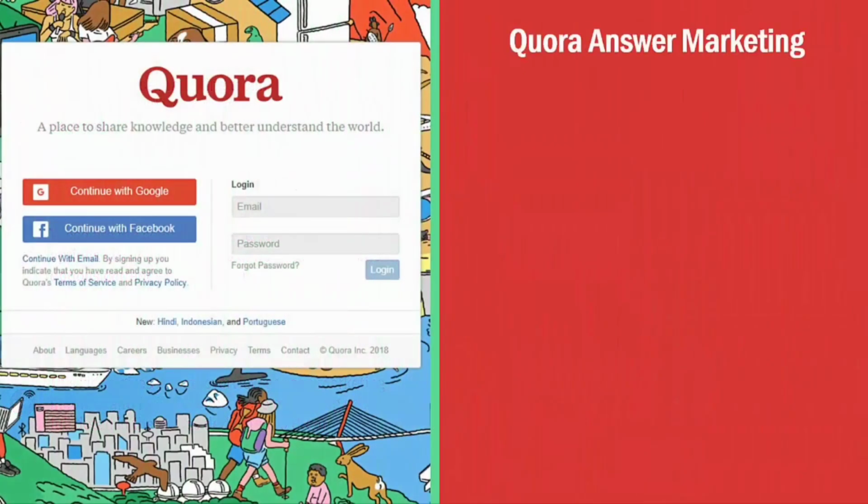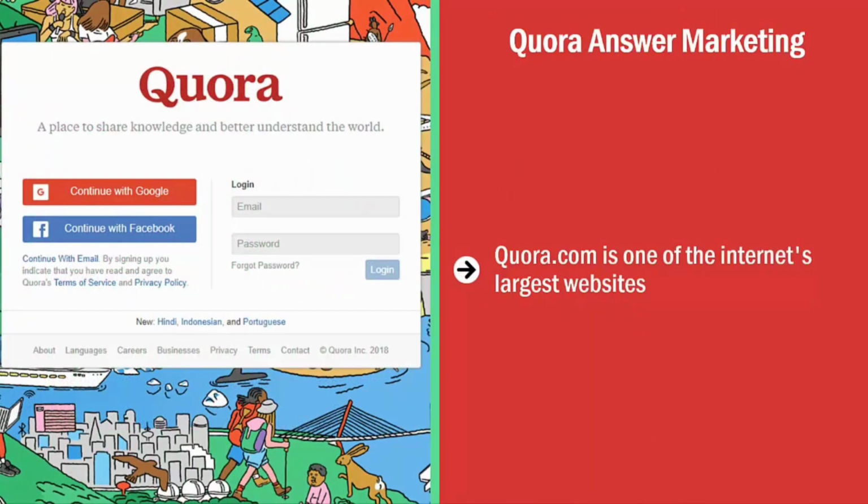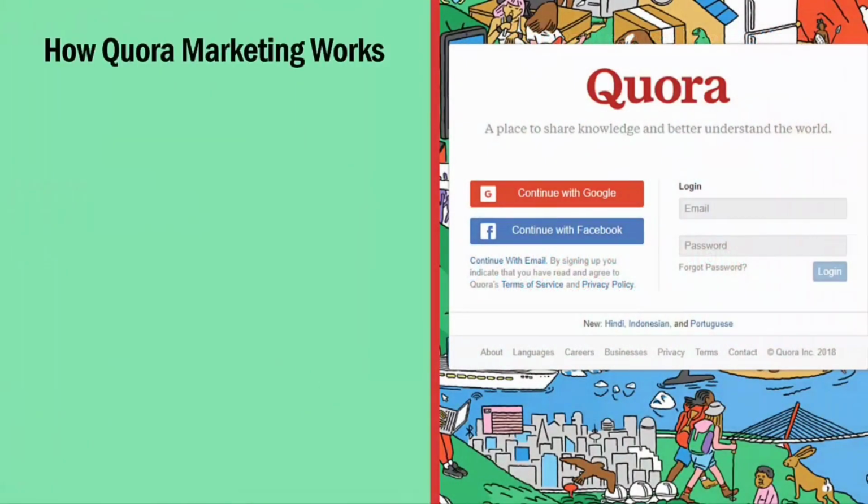Quora Answer Marketing. Quora.com is one of the internet's largest websites. It is a question and answer website that gets a ton of traffic. People from all over the world ask and answer questions. It is a thriving community and a lot of answers actually get a lot of views. How Quora marketing works. You find a question that's related to your niche. How do you do this? You can use targeted niche keywords or you can simply click through Quora and look at their related questions.